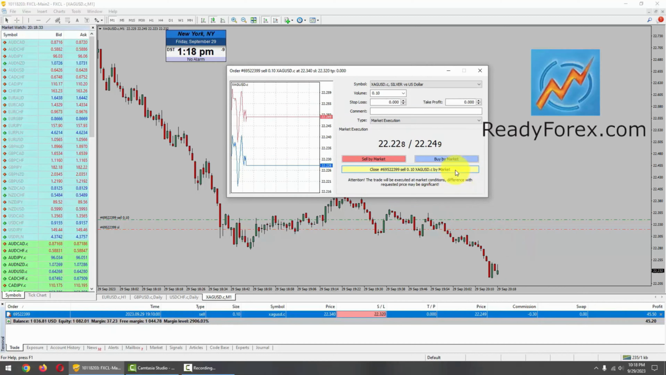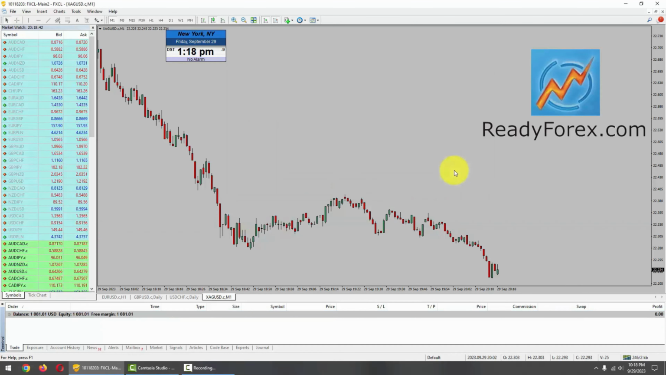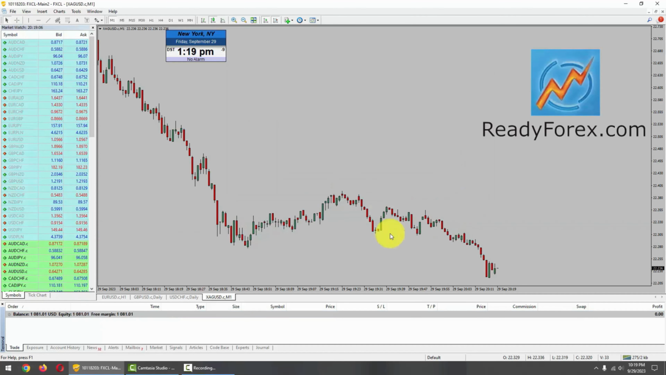I am now going to close this trade. Let me hit the close button. The trade is now closed. Let me now show you the trading account history. So this is the trade right over here, closed in spot silver.